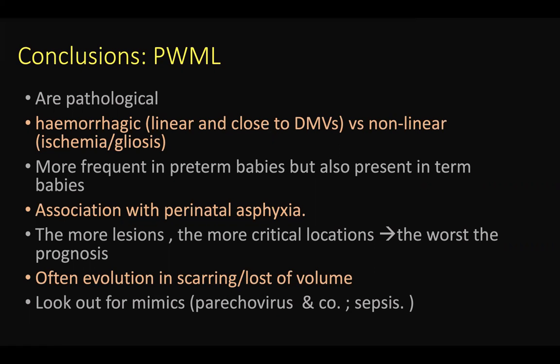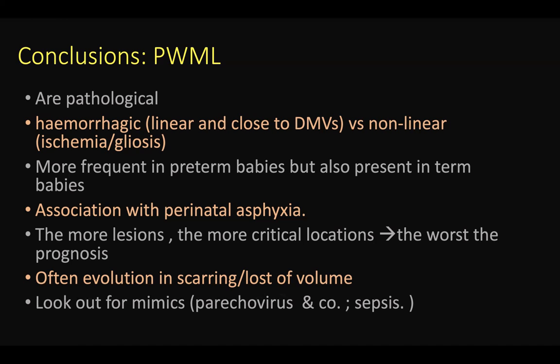They may have different pathogenesis, but we don't know precisely why some of them are hemorrhagic and why some of them are not. They are more frequent in preterm babies, but also present in term babies, and are often in association with perinatal asphyxia. The more lesions, the more critical the location, the worse the prognosis.